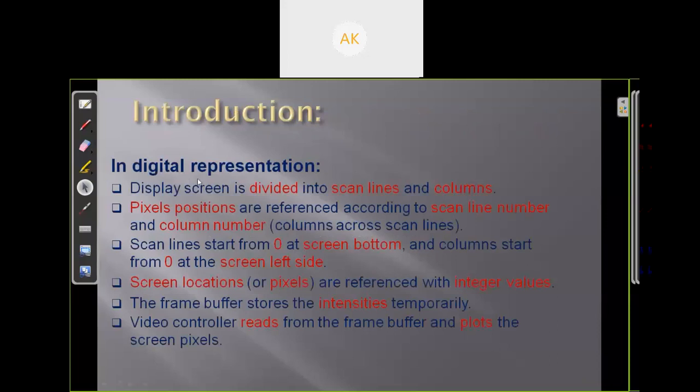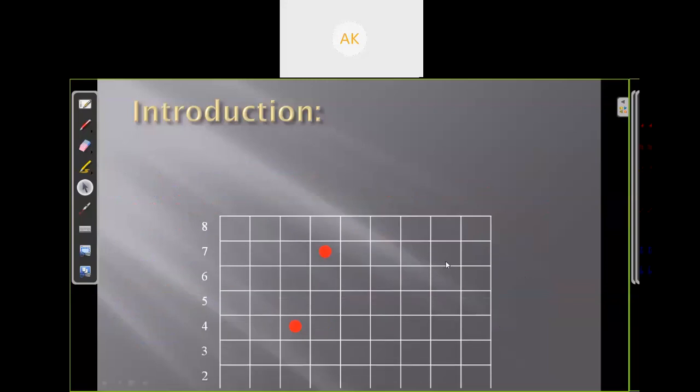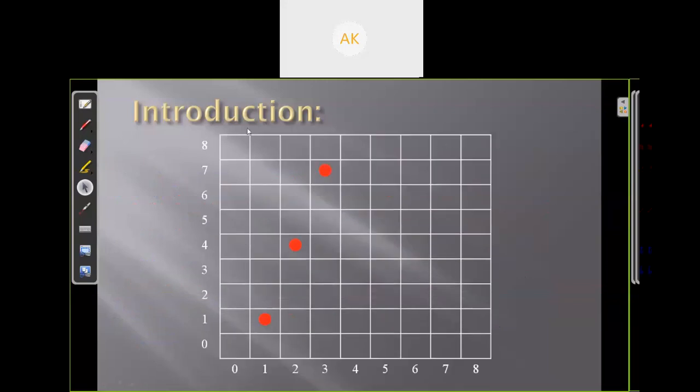On a computer screen, we have to present our primitives in digital representation. So our display screen is divided into scan lines and column lines. As we have seen in our screen, there are different horizontal lines and different vertical lines, which are columns, and the horizontal lines are scan lines. Okay, so it's like this. There is the structure of your screen: a set of horizontal lines and a set of vertical lines. The screen structure is a kind of grid structure.